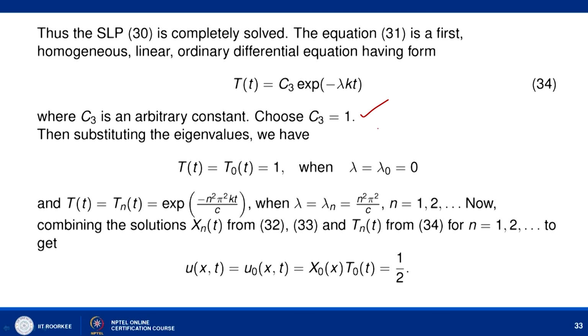The eigenvalue is lambda naught equal to 0. So when we put lambda naught equal to 0, then T t, which we denote as T naught t, comes out to be 1.